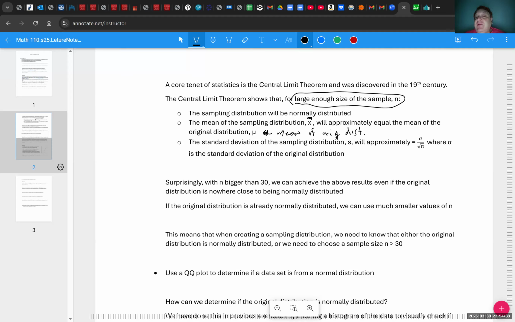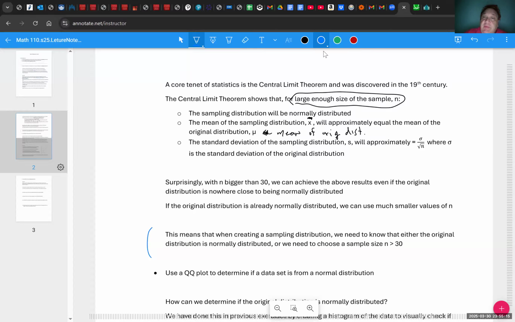However, if the original distribution is already normally distributed, we can actually use smaller numbers than 30, much smaller numbers than 30. So a sampling distribution is very convenient, and we either need a sample size greater than 30, or we need to know that the original distribution is normally distributed. So that's kind of a little summary I have over here, right? We're going to be creating a sampling distribution, and we need to know the original distribution is normal, or we just need to choose a sample size bigger than 30.